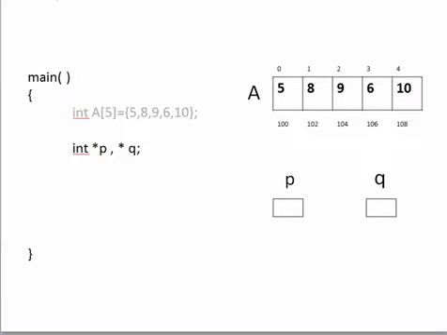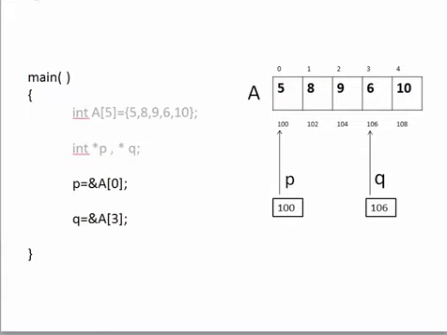Now here I take two pointers, P and Q. P and Q are two pointers. I have initialized P assign ampersand A of 0, so that is 100 stored in P, and Q assign ampersand A of 3, so 106 is stored in Q. This initialization can also be written as P assign A. Even we can write it as P assign ampersand A. All these three give the same meaning.